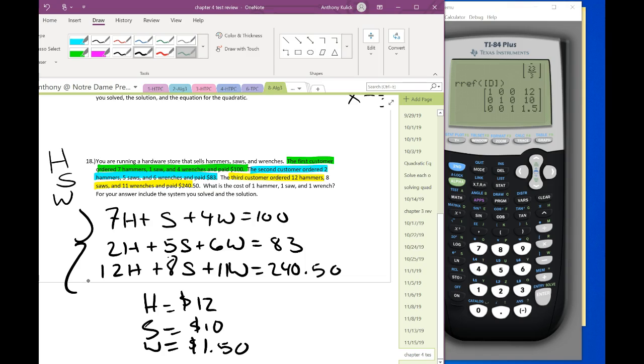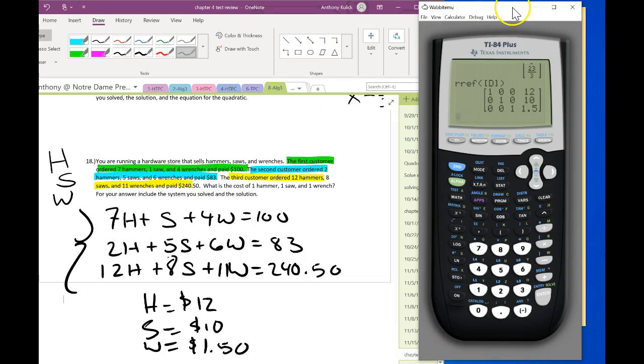There's a parenthesis around it, but RREF isn't something to multiply it by. It's an operation. You don't say I multiply by, I do 2 times square root. You'd say square root of 2. Type the matrix, close the parenthesis, and press enter. That's it. Just like it looks right here.